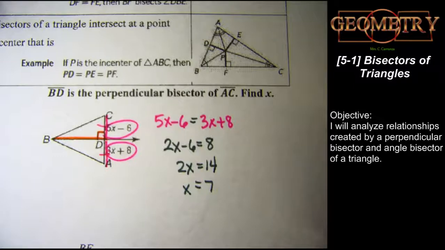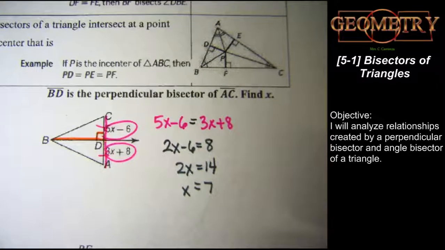And what theorem was used? Great question. The theorem, no, it's not a theorem. It is a definition of bisector, because it being a bisector gives us that those sides were congruent. So it would be a definition.